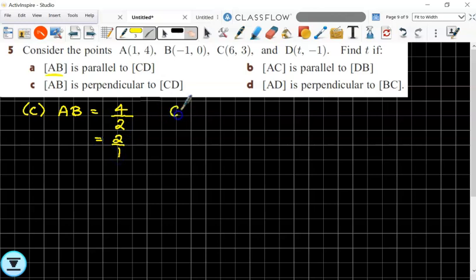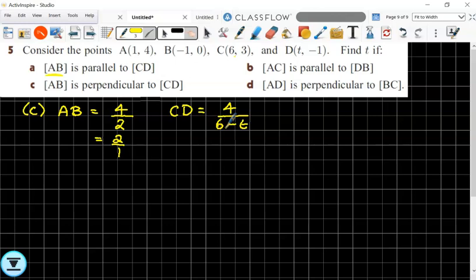Now, what is the slope of CD? Do you agree? 3 take 1, 4 all over 6 take t. Are we happy with that? Okay, here comes the bit. What are we going to make our equation, our equals thing? If this is 2/1 and this is 4 over whatever, but they're perpendicular to each other, what am I going to do?